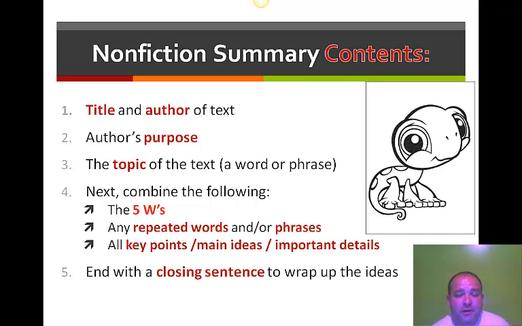The author's purpose. You're not going to tell me the author wrote this because he wanted to inform me, but you could explain the author is trying to inform us about, and tell me what your topic is. So the topic of a text, a word or a phrase, is just kind of introducing what you're going to be talking about. So if I said the author's purpose is to discuss the differences between an Android and an iPhone, that simply tells me what the entire summary is going to be about.